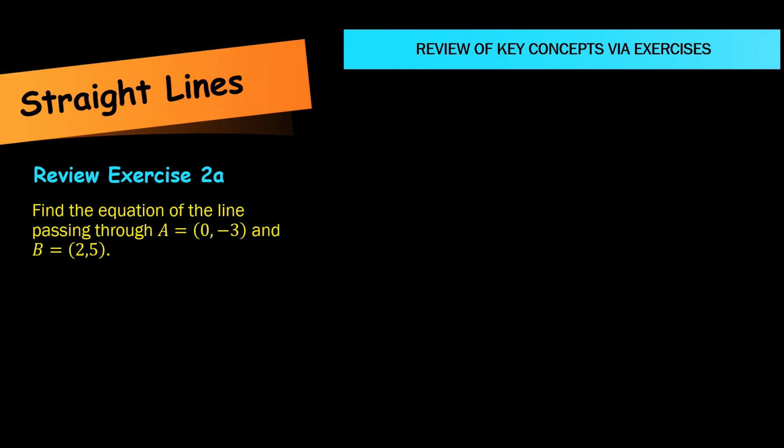And now for review exercise 2a. You are required to find the equation of the line passing through A = (0, −3) and B = (2, 5). The points are plotted on the graph.